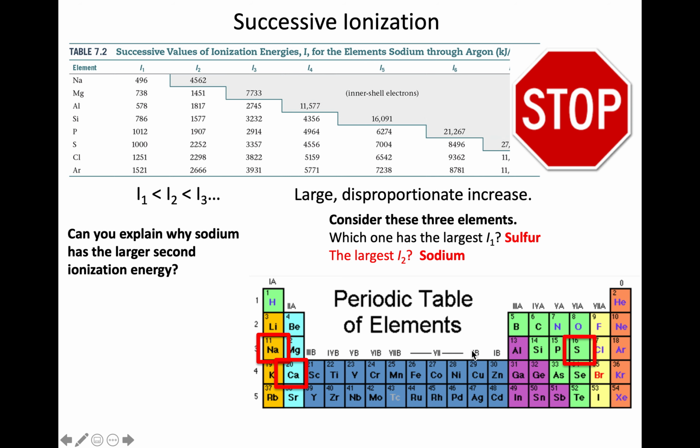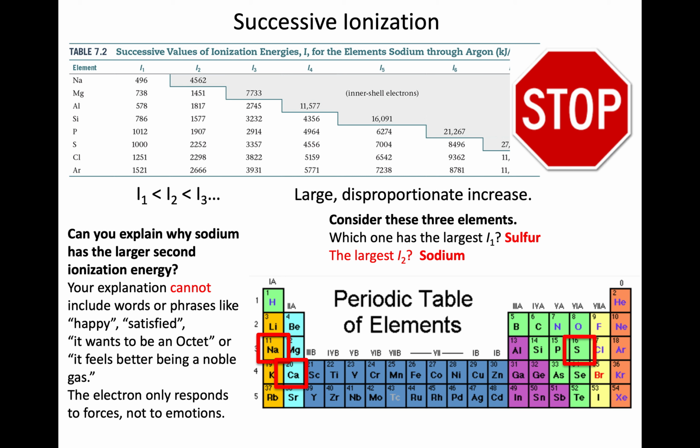Now, within your explanation here, you cannot include words or phrases like happy, satisfied, it wants to be an octet, it feels better being a noble gas. The electron only responds to forces, not to emotions like that. Not to emotions like that at all. So try to offer an explanation. Why would sodium have the larger second ionization energy? And we'll pick up from there.